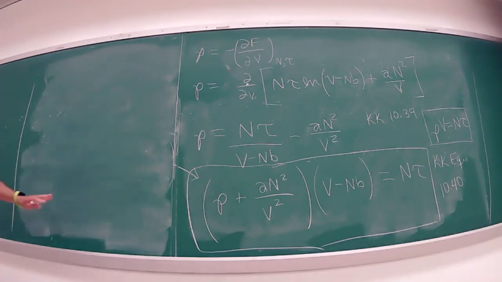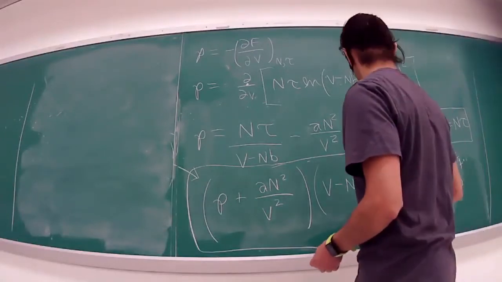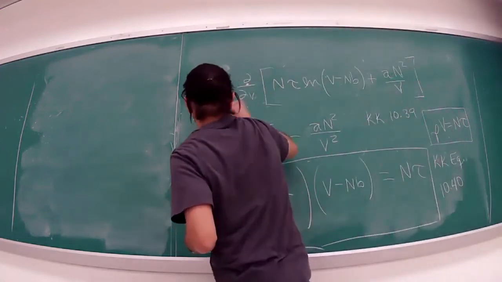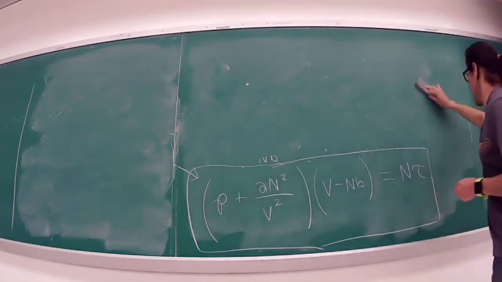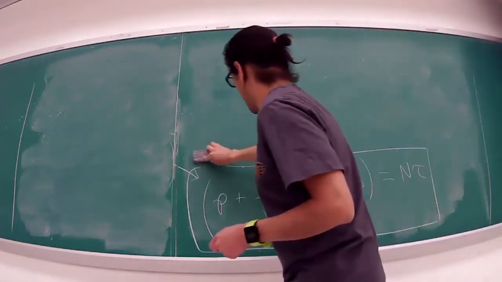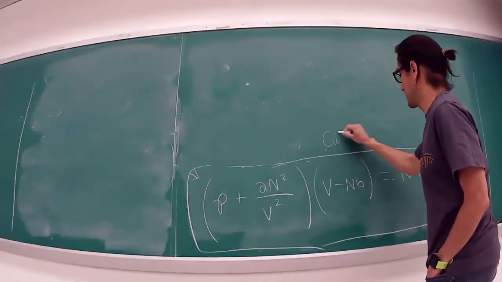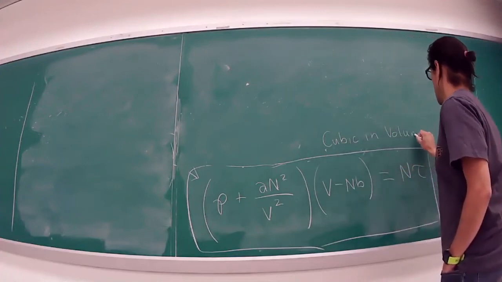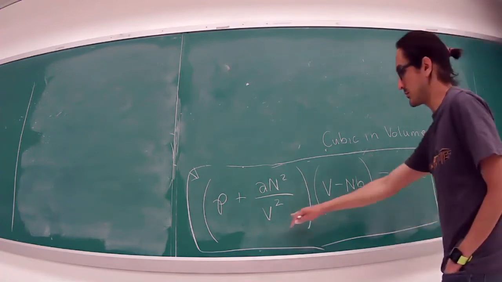So what is important to notice at this point is that, you will see it more clearly in a little bit, but this equation is cubic in volume. Okay, that means that it is going to have either 0, 1, or 3 real roots.